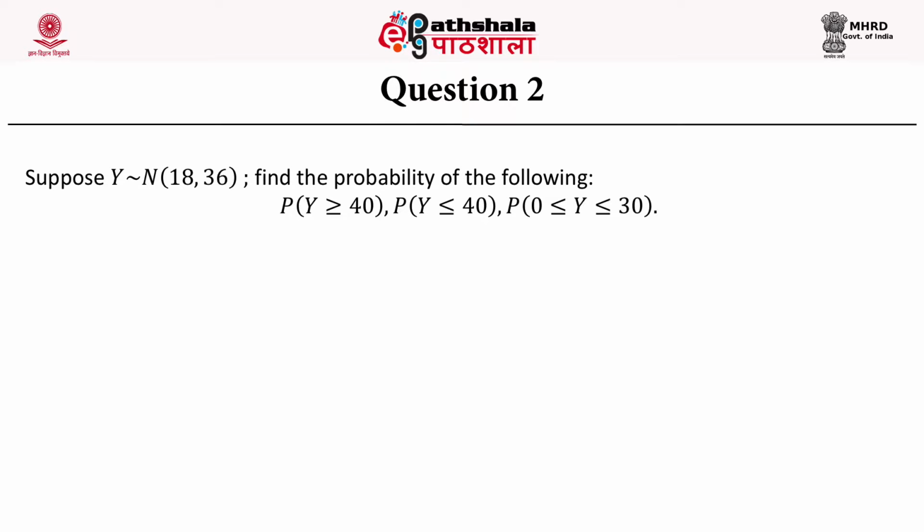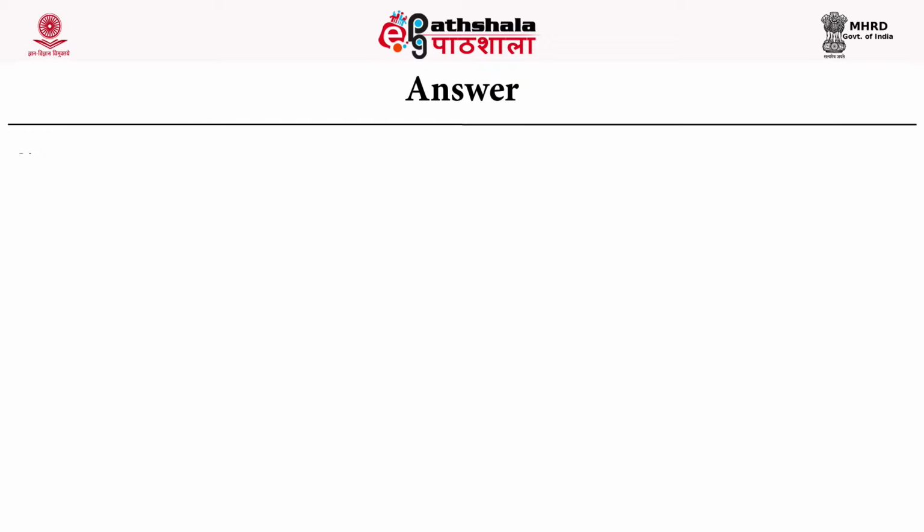Suppose y follows a normal distribution with parameters 18 and 36. Find the following probabilities: probability of y greater than or equal to 40, probability of y less than or equal to 40, and probability that y lies between 0 and 30. So here we have mean equal to 18 and variance sigma square equal to 36. So standard deviation is equal to 6, and we have to find the probability of y greater than or equal to 40.